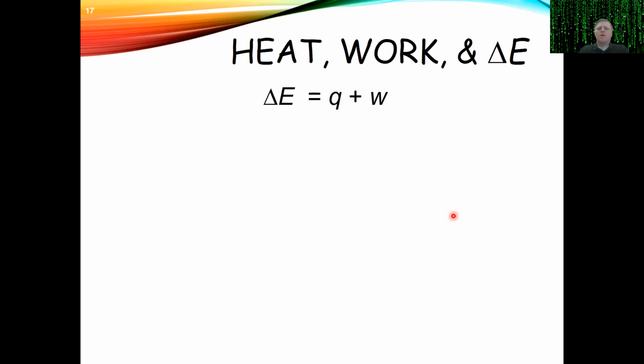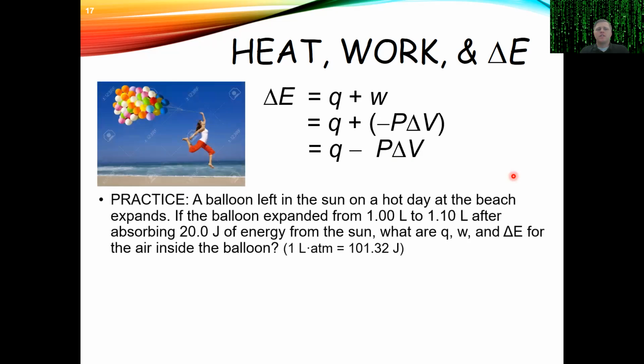All right, so we've got delta E equals Q plus W, right? And we've just said that W is generally equal to negative P delta V, at least in chemistry, that's the way we care about it. And so our delta E is going to be equal to Q minus P delta V.